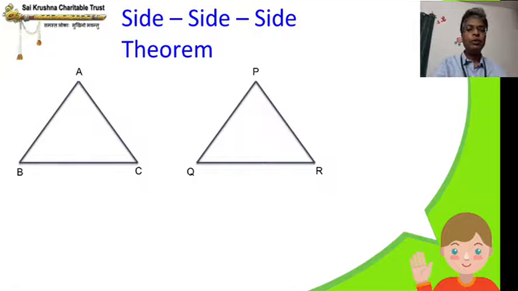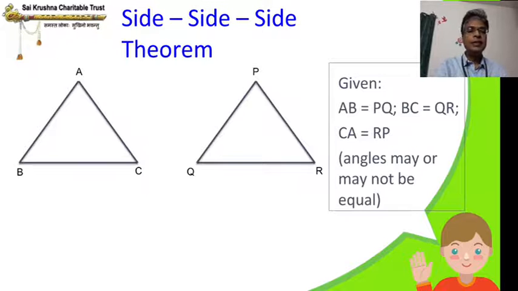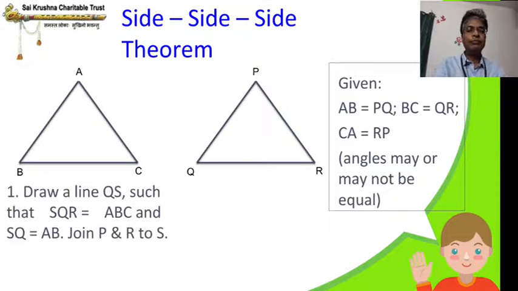So now we have two triangles ABC, PQR. Just for construction, I have drawn both the same, but let us see how we are able to prove that both triangles are congruent. What is given? AB equal to PQ, BC equal to QR, and CA equal to RP. The angles may or may not be equal. We don't know whether the angles are equal or not, but ultimately we have to prove that. So let us proceed.